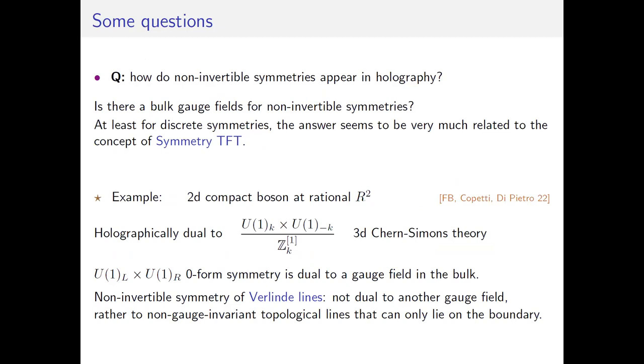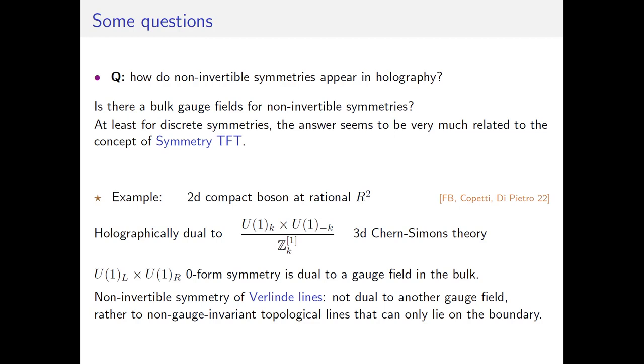Finally, another question that we can have is, okay, if we have a theory with some non-invertible symmetry, how does this symmetry appear in holography? And this question is very much related to the previous one, because the standard law in holography is that when you have a global symmetry on the boundary, we have a gauge field in the bulk. However, if you have a non-invertible symmetry, what is the gauge field in the bulk? Once again, we don't have a bundle, we don't have a group. So what is a gauge field for a non-invertible symmetry?